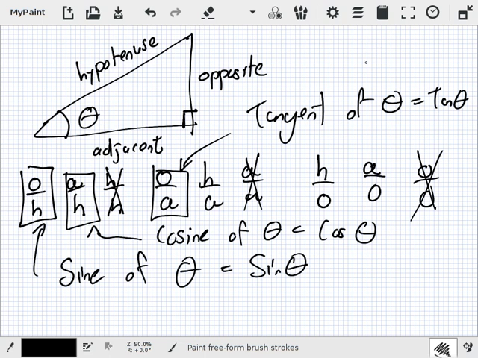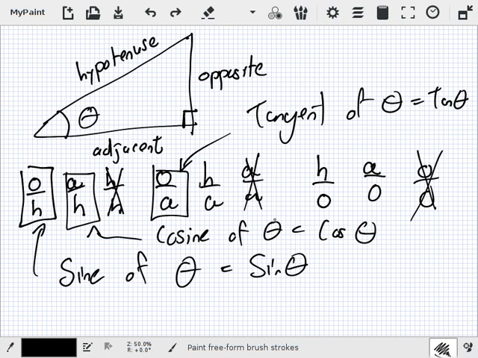Is anybody here from Vietnam? Because in some countries they write it TG theta. Does this look familiar to anyone? No? Okay. We write tan here.